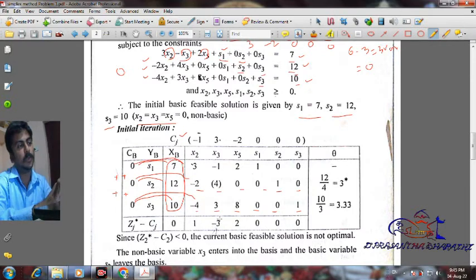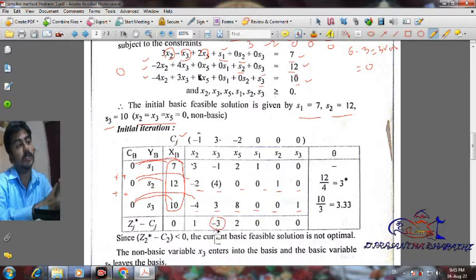Here we want to choose the negative element. If we are having all elements as positive, there is no problem, we can stop the problem right here itself. The only thing is we want to write the solutions from this iteration. Here we are having a negative value, so we are not supposed to write the solution from this iteration. So we want to make all zj minus cj greater than or equal to 0.